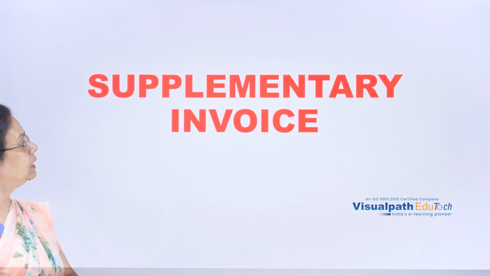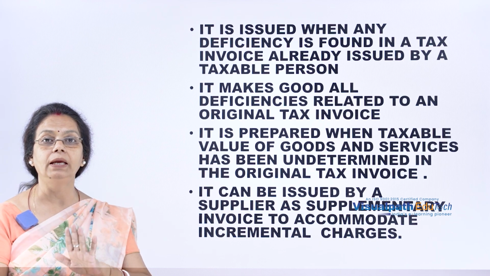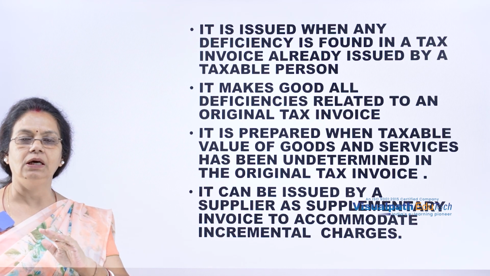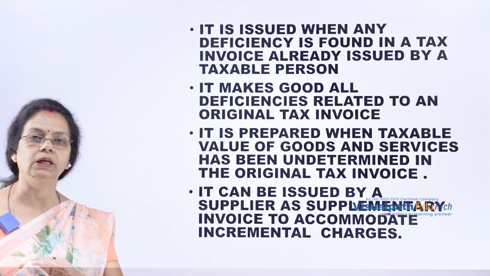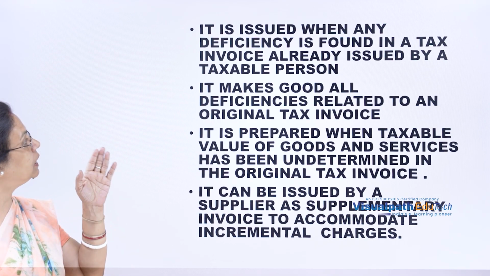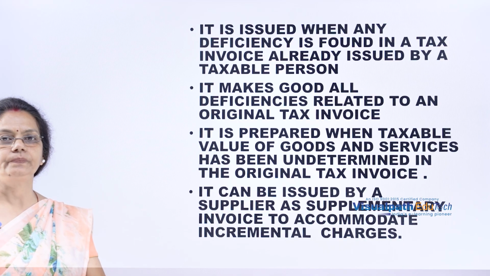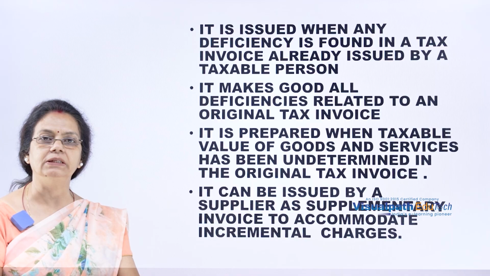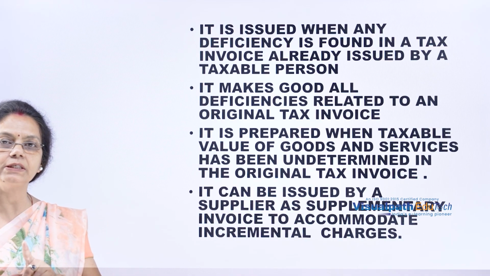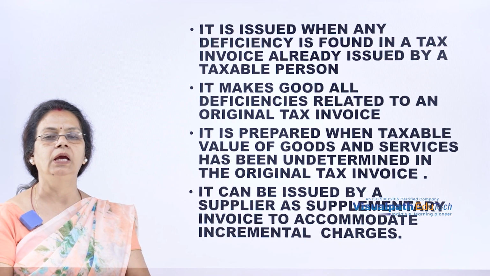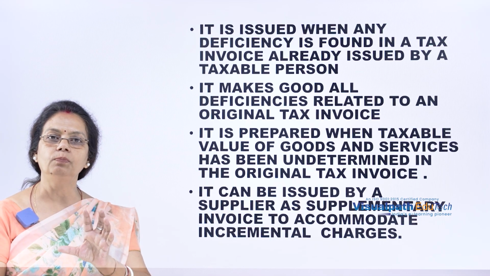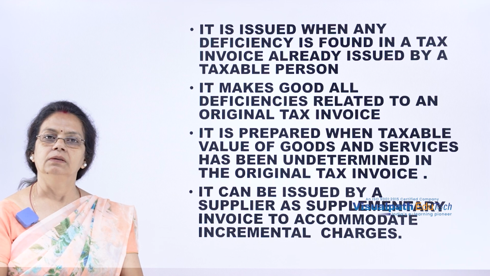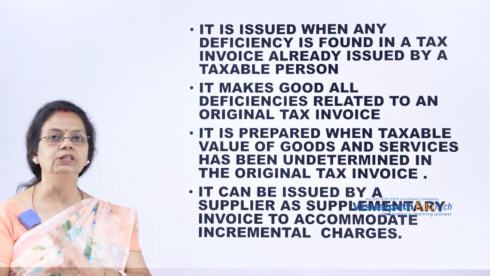Now, let us see when the supplementary invoice is issued. It is issued, as I told you, in case of a deficiency found in the tax invoice already issued by the taxable person. That means this supplementary invoice is an extra copy of the invoice. So first of all, the invoice has been prepared. It has been dispatched along with the goods. The total tax is written over there.